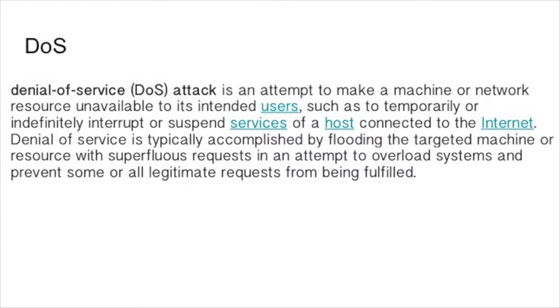To begin, a denial of service (DoS) attack is an attempt to make a machine or network resource unavailable to its intended users, such as to temporarily or indefinitely interrupt or suspend services of a host connected to the Internet. Denial of service is typically accomplished by flooding the targeted machine or resource with superfluous requests in an attempt to overload systems and prevent some or all legitimate requests from being fulfilled.